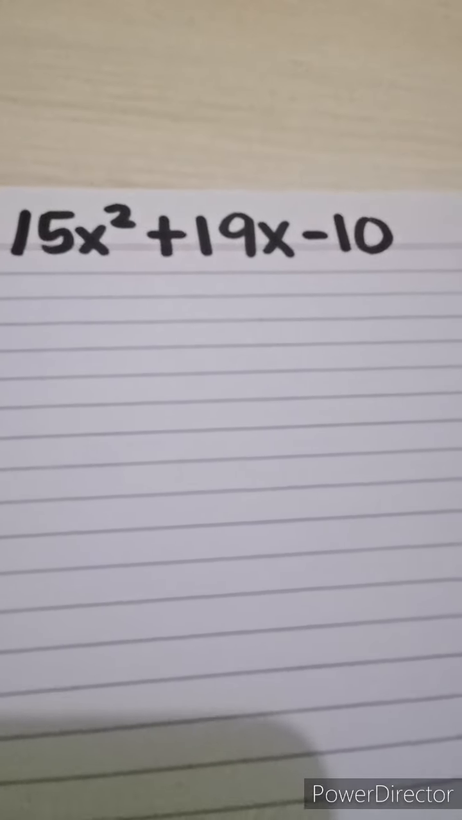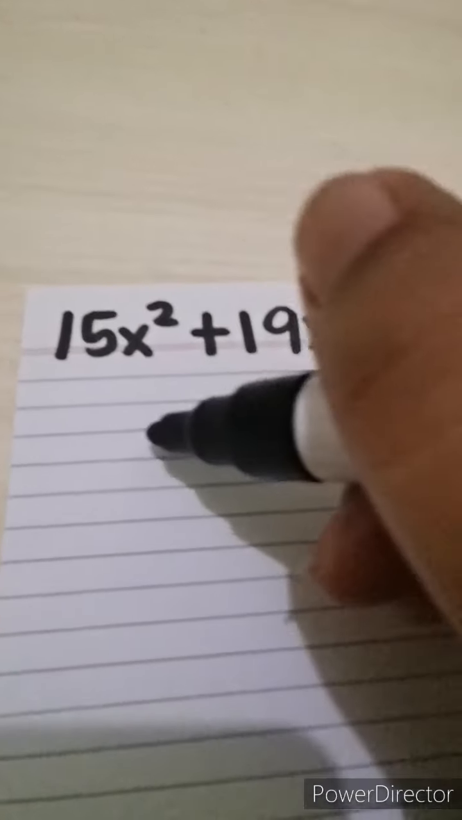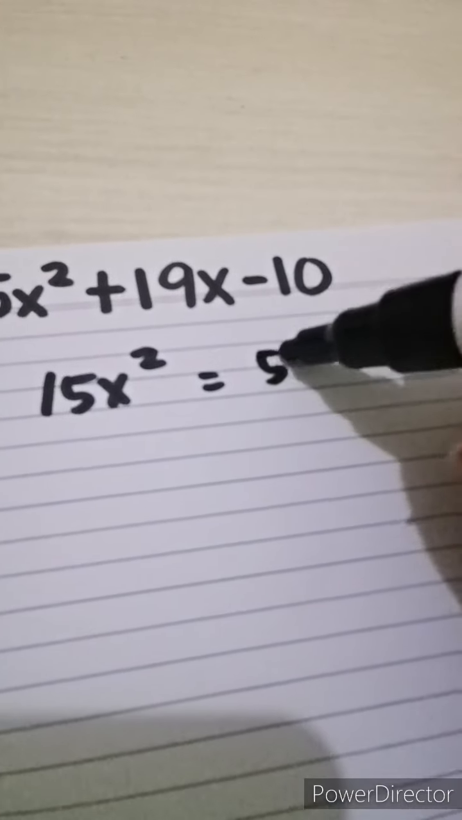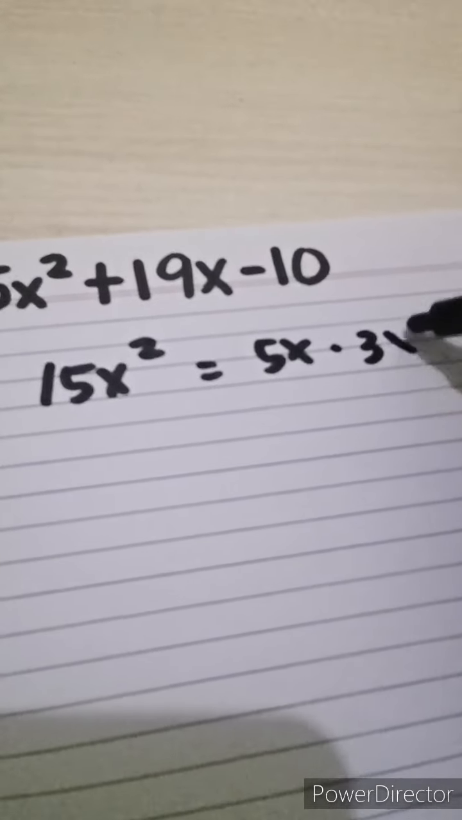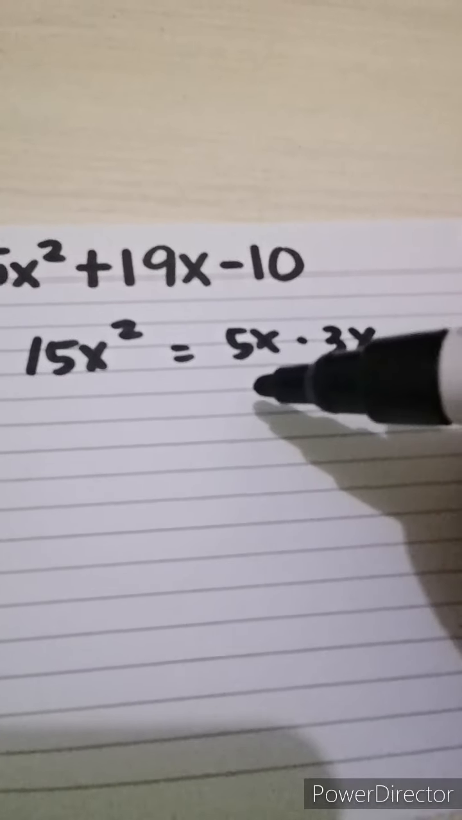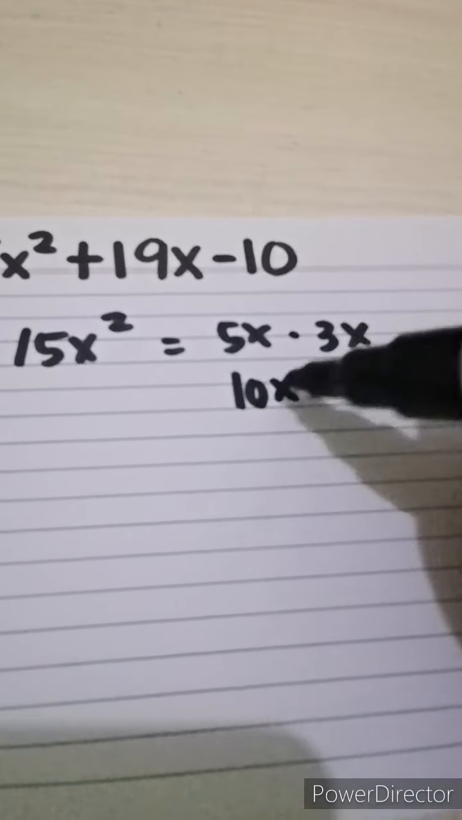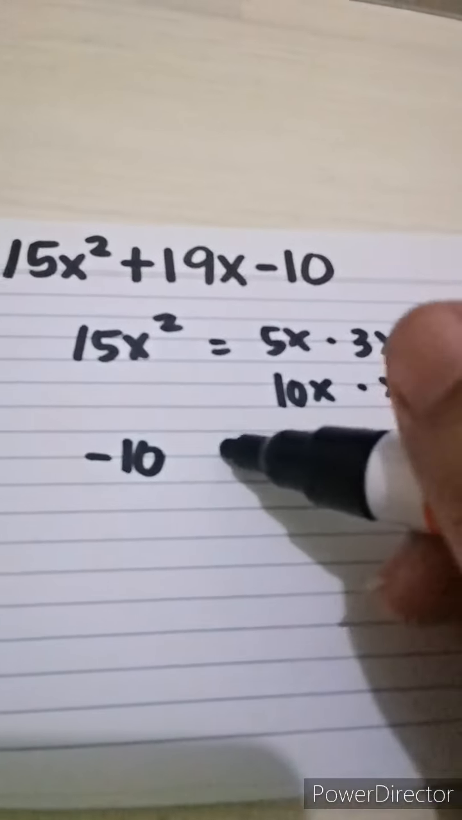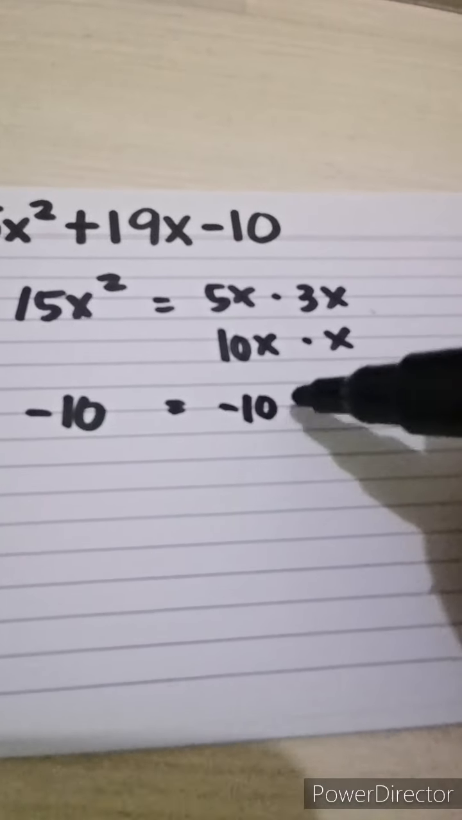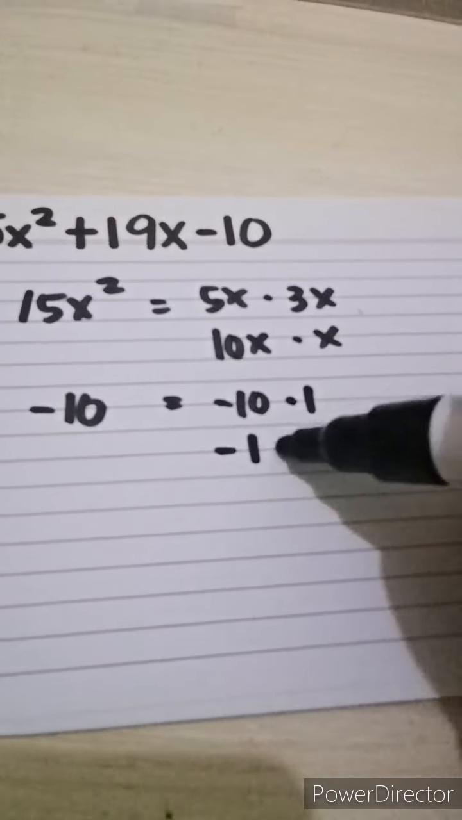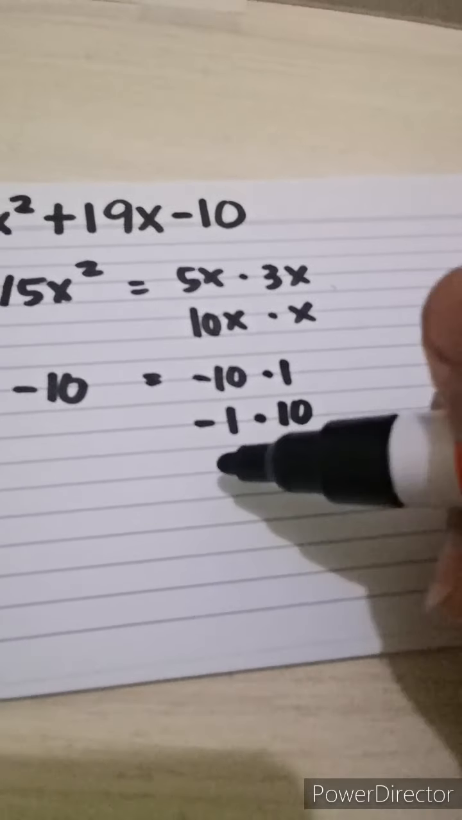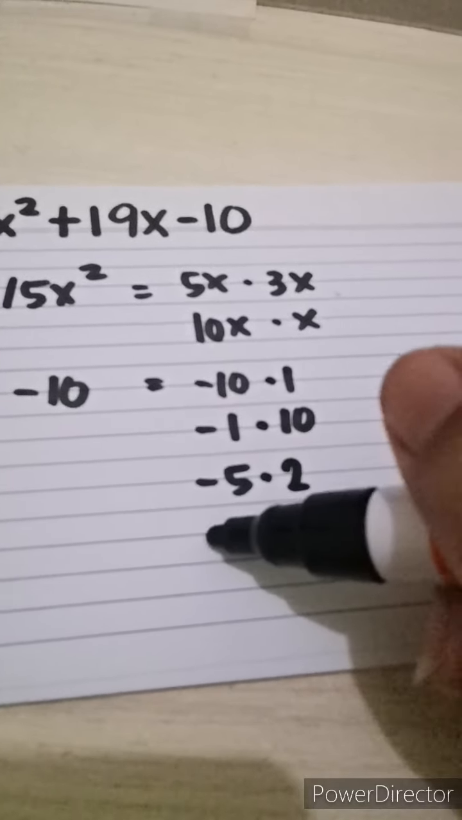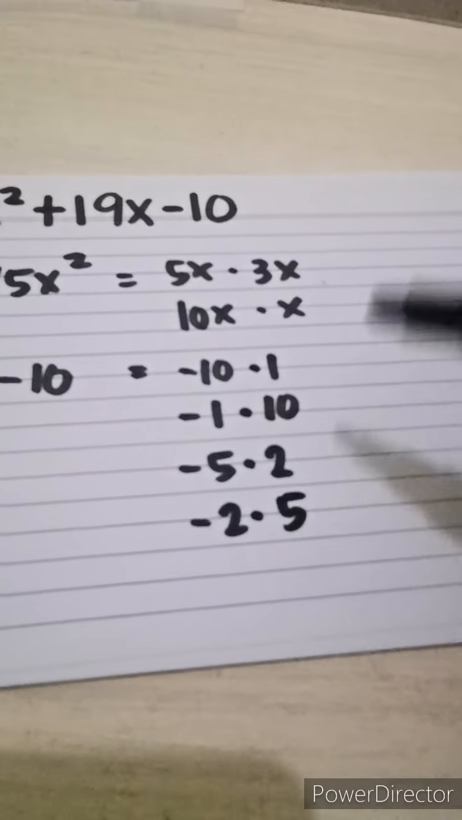Okay, for this example, we need to get the factors of the first and the last term. So, for 15x squared, we have 5x times 3x. We also have 10x times x. And then for negative 10, factors are negative 10, positive 1, negative 1, positive 10, negative 5, positive 2, and negative 2, positive 5.